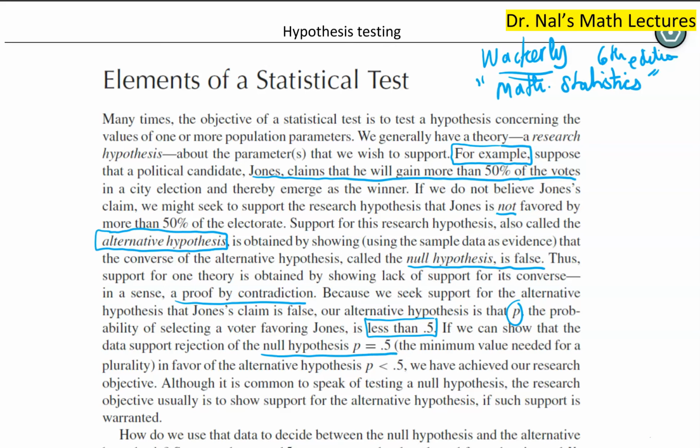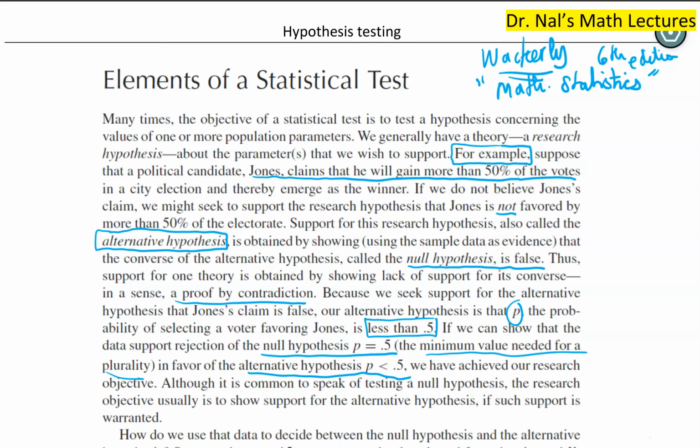The null hypothesis, you can construct it in different ways. One way is to let the null hypothesis be P equals 0.5 versus the alternative hypothesis P less than 0.5. Right, and that makes sense. An alternative way to do it would be for the null hypothesis to be, I guess, P greater than 0.5, but in our case we focus on the minimum value needed for a plurality, which is 0.5, because my point of view is that he's not gonna get 50%. So that's what I want to prove. So that's what I focus on. My alternative hypothesis is P is less than 0.5.